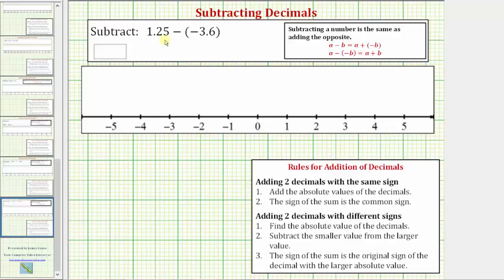We want to subtract: we have positive 1.25 minus negative 3.6. To find this difference, we'll write the difference as a sum, and then we'll determine the sum using the formal rules for adding signed decimals, as well as show the sum on the number line. We can write the difference as a sum because subtracting a number is the same as adding the opposite.